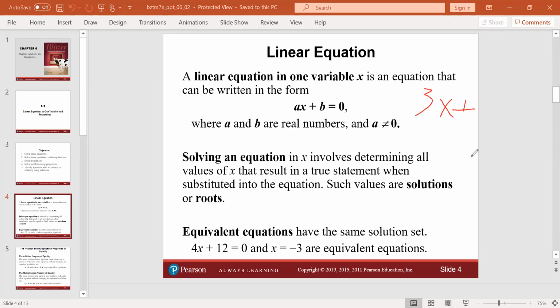3x plus 4 equals 0. That's a linear equation. It's only in one variable. What's another one? Well, how about x equals -7? That's also going to be a linear equation in one variable because the only two elements really rolling around are a single x, and notice that's raised to the first power.